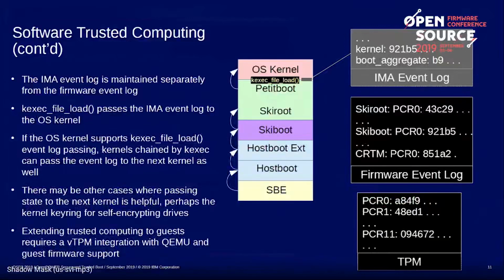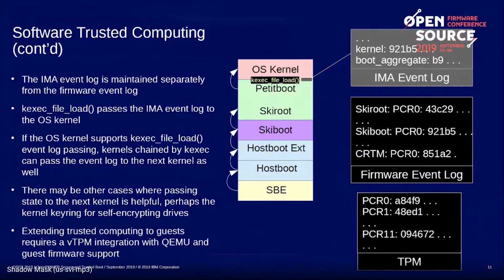However, the IMA event log is maintained separately from the firmware event log, and so we modified kexec file load to pass the event log up to the next kernel in the purgatory area. And in this way, you can envision an infinite chain of kexec kernels that each extend the IMA event log so that you have a complete log of what IMA's measured through all the kernels that you kexec.